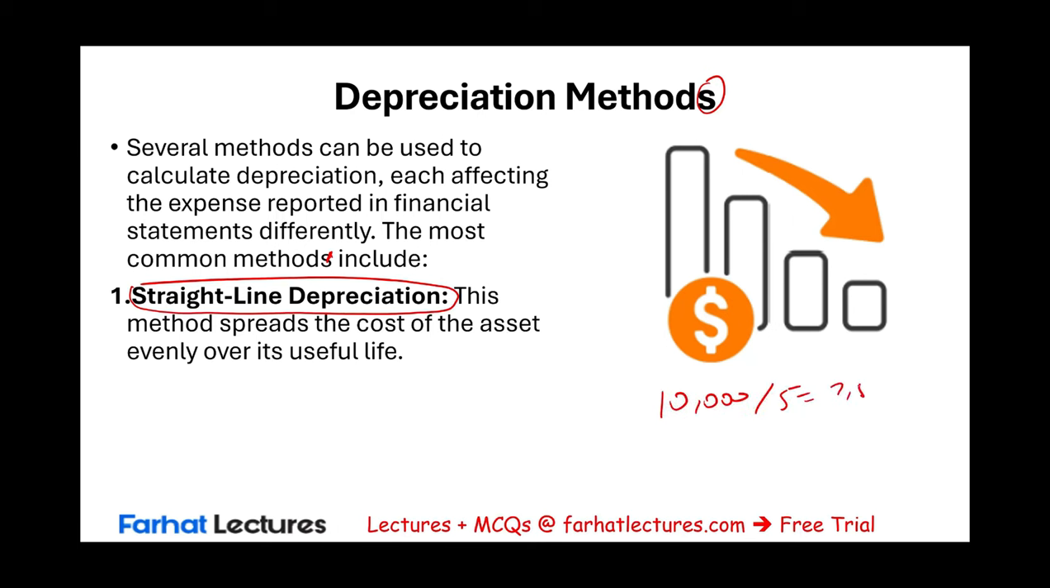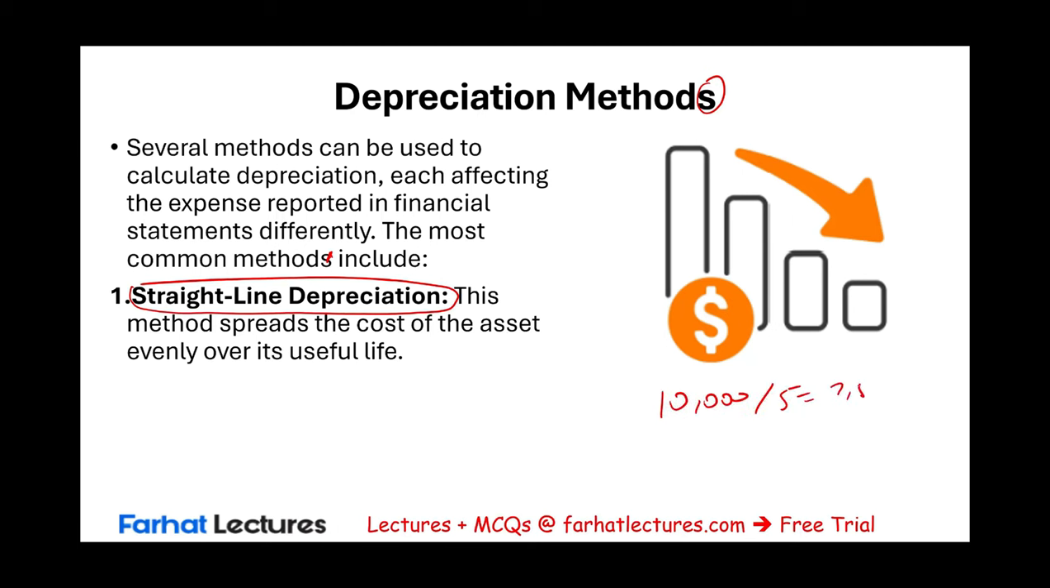Let's take a look at this multiple choice question from farhatlectures.com. Which of the following terms describes the total amount of depreciation expense recorded since the acquisition of the asset? Is it accumulated depreciation? Is it contra account? Is it book value? Is it fair value? The definition itself is pretty much self-explanatory. Because if you look at the definition, recorded since the acquisition, it means how much has been accumulating. And the answer is accumulated depreciation. You cannot have any doubt about this.